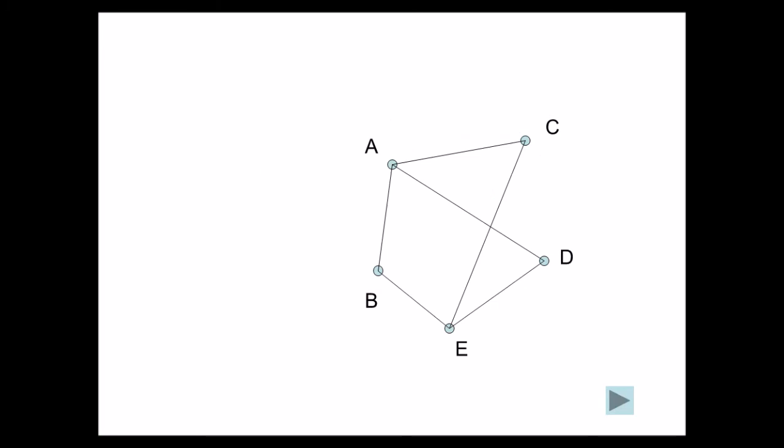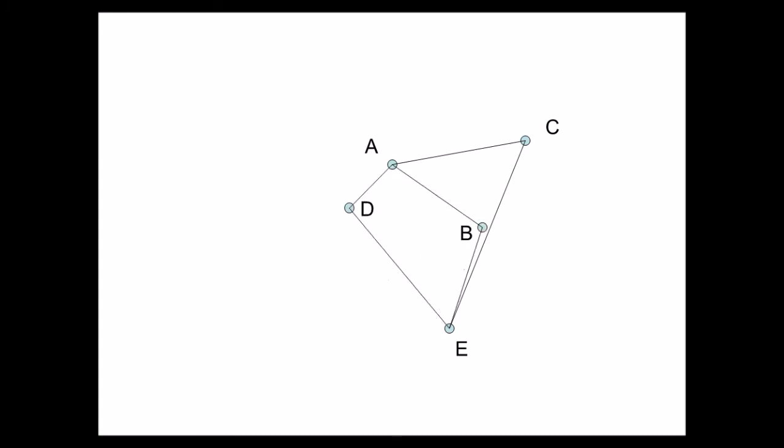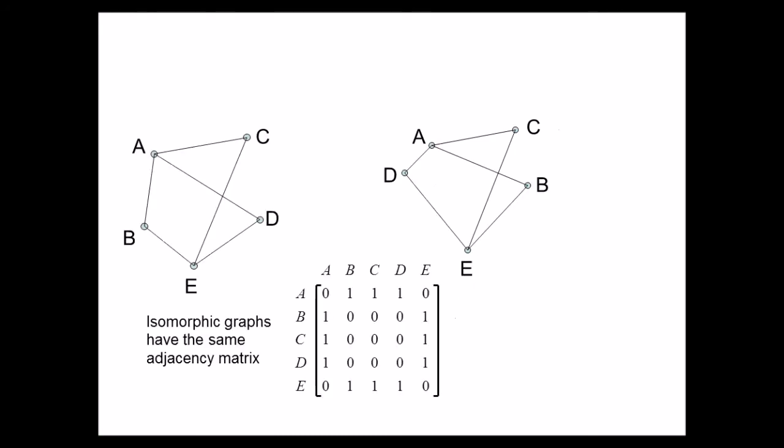So let's just see how a graph can actually change but still be isomorphic. So we can move node D and node B, but they are actually still exactly the same graph. And we could check this by looking at their incidence or adjacency matrix, which should be exactly the same.